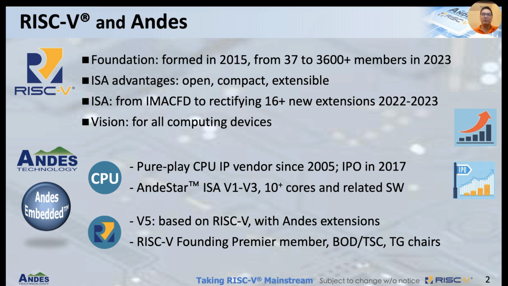NDIS is a pure-play CPU vendor formed in 2005. In the early days, we had our own ISA, the V1 to V3 generation. But in recent years, we have focused our efforts on developing the RISC-V-based V5 instruction set, plus the NDIS extension. We are very active in the RISC-V community. We are a founding and premier member at RISC-V International.